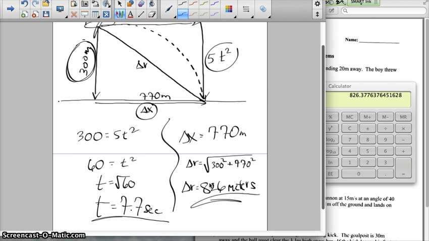So that's the displacement, the two-dimensional displacement while the package flew through the air. The package flew 770 meters horizontally, and it fell down 300 meters vertically. And it was in the air for about 7.7 seconds. And that's about everything I could think of finding.